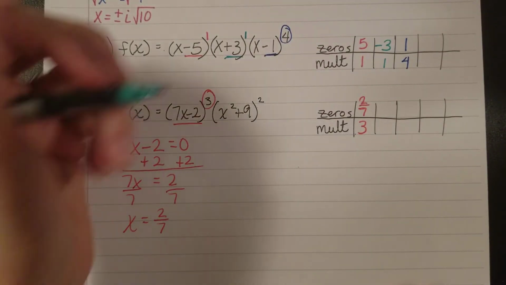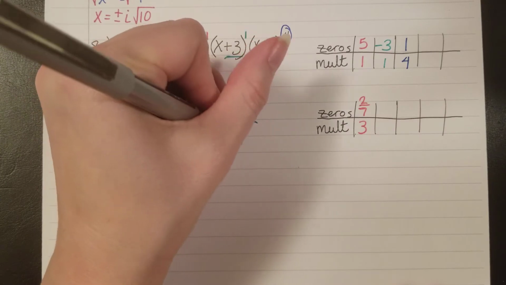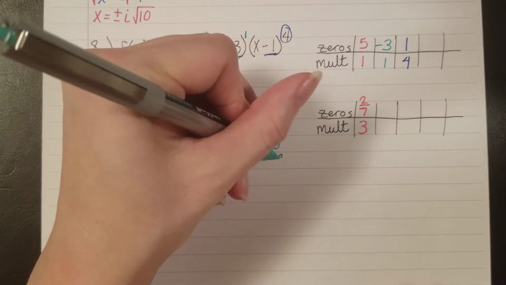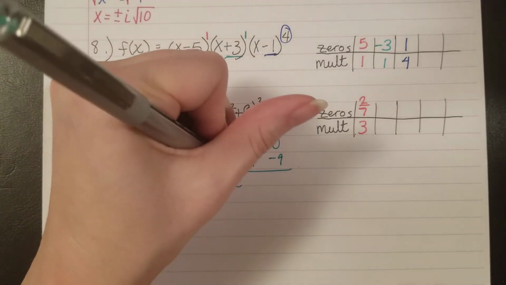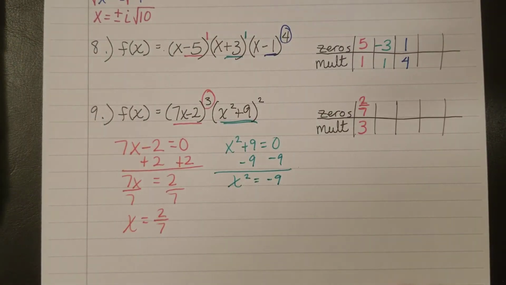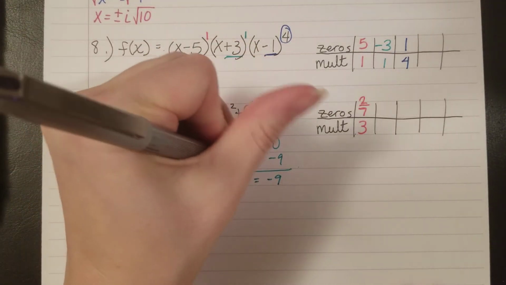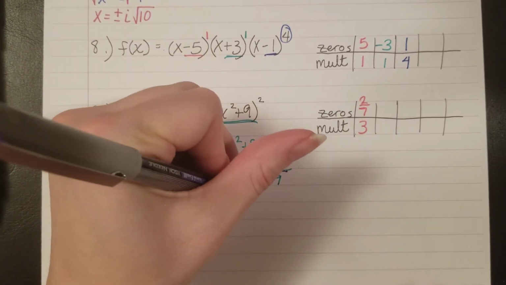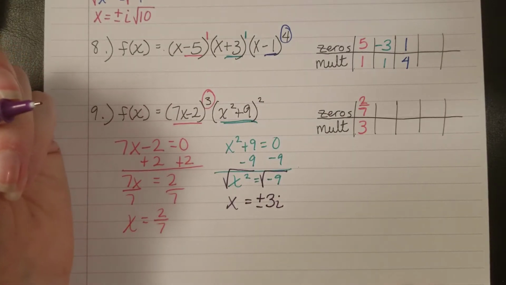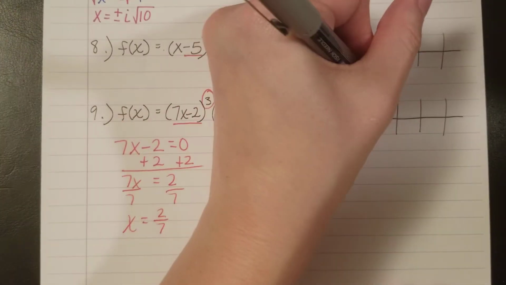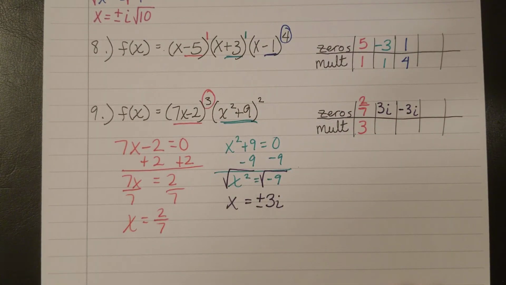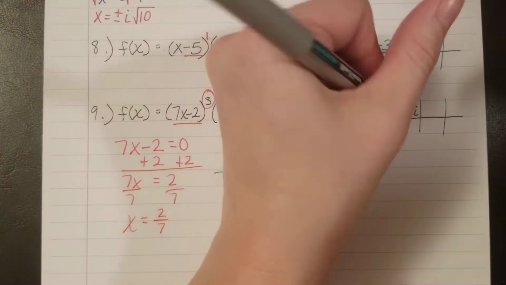All right. Okay, then this one, x squared plus 9 equals 0. So let's solve that for x. Subtract 9 from both sides. x squared equals -9. Take the square root of both sides. So that's x equals plus or minus 3i. Okay, so 3i and -3i, those each have a multiplicity of 2.